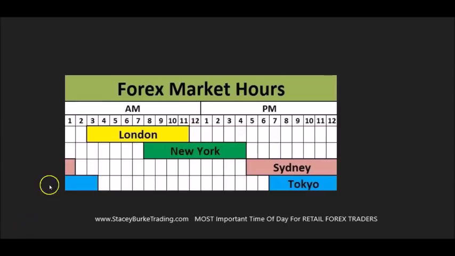So between 2 a.m. and 5 a.m. New York Eastern Standard Time, it doesn't matter what chart you're using, between 2 a.m. and 5 a.m. New York Eastern Standard Time, we will often see a high or a low for the session established.